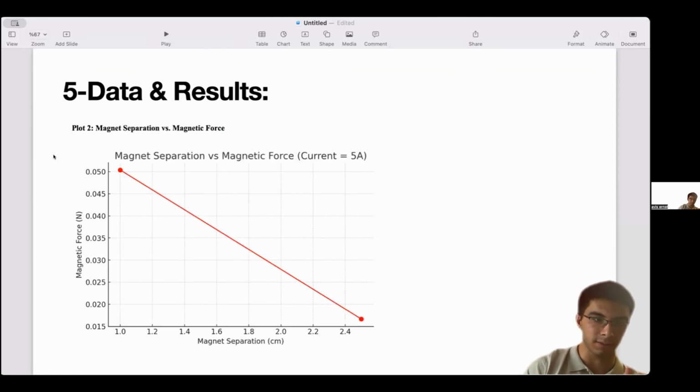And here is again a plot to show that the B field is inversely proportional to the separation of the magnets. Here you can see this is for 5 amperes, and the value for magnetic force is a bit higher than 0.05 for 1 centimeter separation, and it's 0.16 for 2.5 centimeter separation. And it shows the inverse proportionality with the separation of magnets.